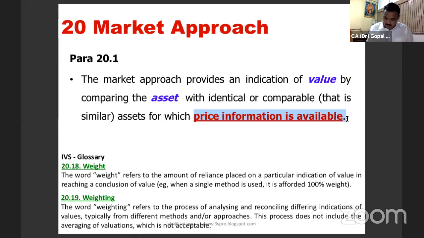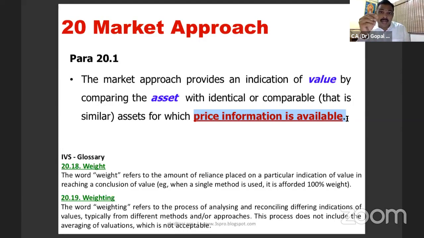The moment it is comparable, you have to go for DLOM and DLOC, the discount for lack of marketability and the discount for lack of control. Discount for lack of control and control premium are both connected together, so let me explain that. And then you have a blockage discount. So let us understand all this.